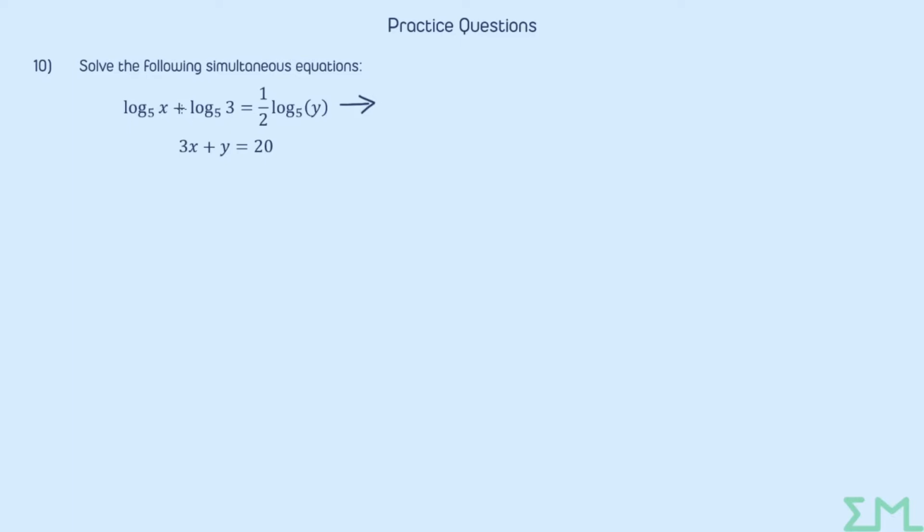So on the left hand side we've got an addition again, both the same base, so we are allowed to make that a multiplication inside, log base 5 of 3x, and on the other side we're going to need to take the power of a half up inside the log. There we go. Again, we've got a single log term on both sides, so we can just take what's inside the log, 3x equals y to the half.